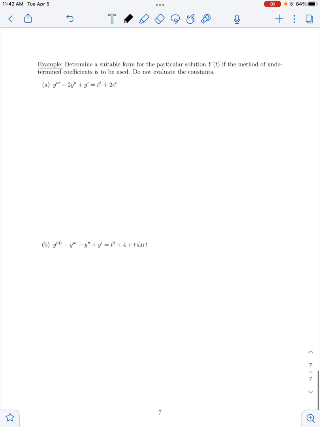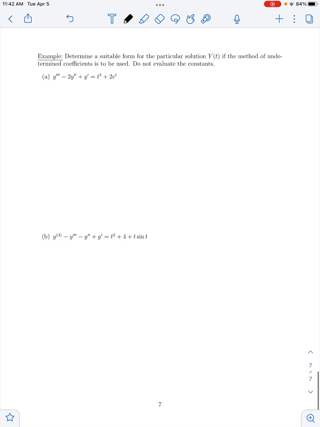And so for our last couple of examples in this section, let us consider some examples of finding the correct form for a particular solution if we're using the method of undetermined coefficients. So here we are asked to find the correct form of our particular solution, but do not evaluate the constants. Don't worry about solving for the coefficients.